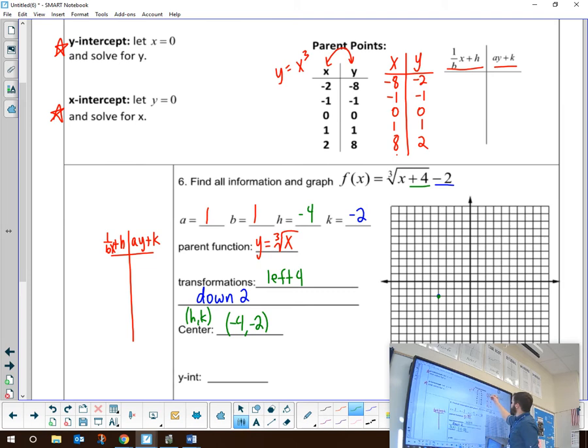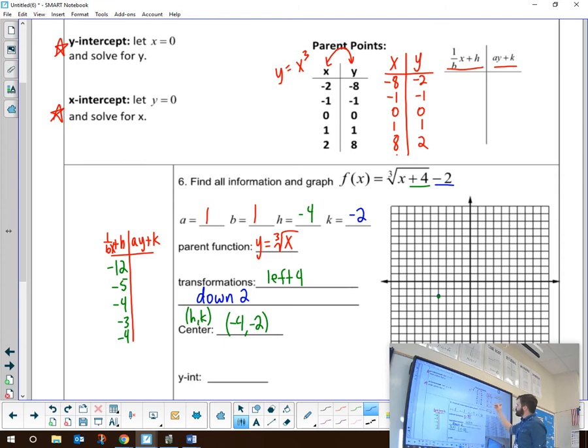So if I take -8 and I add -4, that's going to take me to -12. -1, and if I add -4, that's going to take me to -5. 0 and I add -4, that's going to take me to -4. That makes sense. That's my center. 1 minus 4 is -3, and 8 minus 4 is 4. My points over here for my k value, we're going to take that, we're going to add it to each one of my y values here.